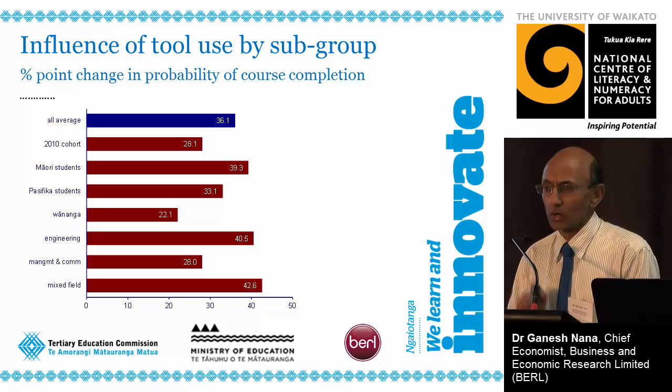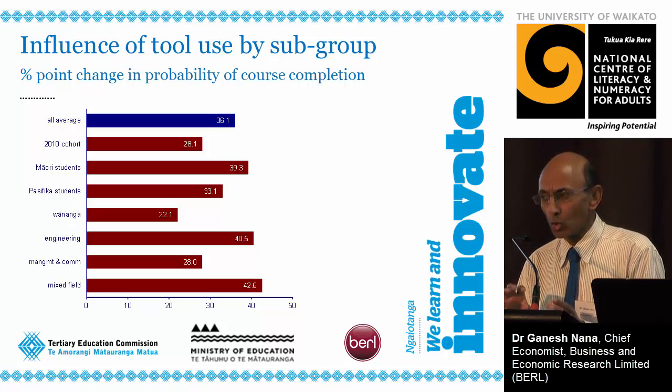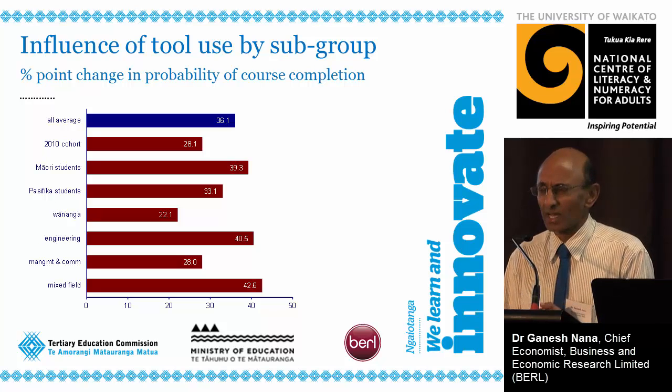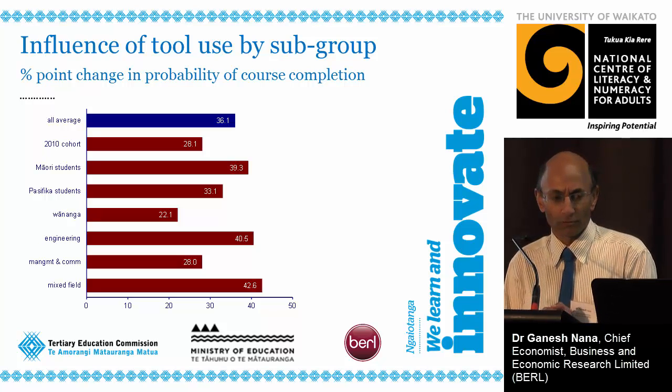The one proviso I'll put next to the Wānanga is that the Wānanga cohort is very small in the overall sample that we've got. But it still comes up as statistically significant. But again, I throw it in there, again with a question mark about how to interpret it.